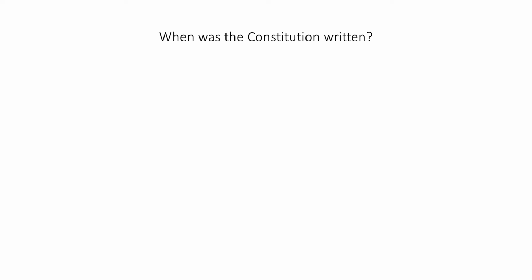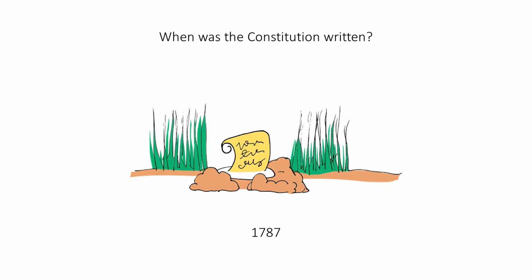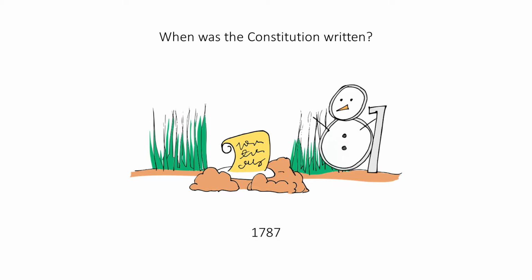When was the Constitution written? 1787. Think back to our image for the Constitution. To help you remember the year 1787, imagine that there's a snowman out in this field holding a cane. The snowman looks like an 8 and the cane like a 7. 87.